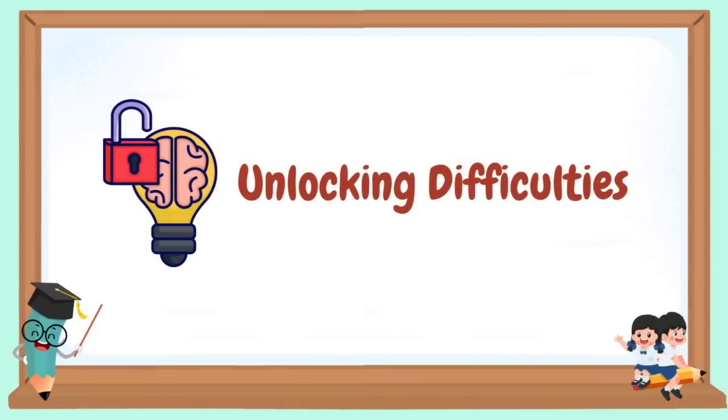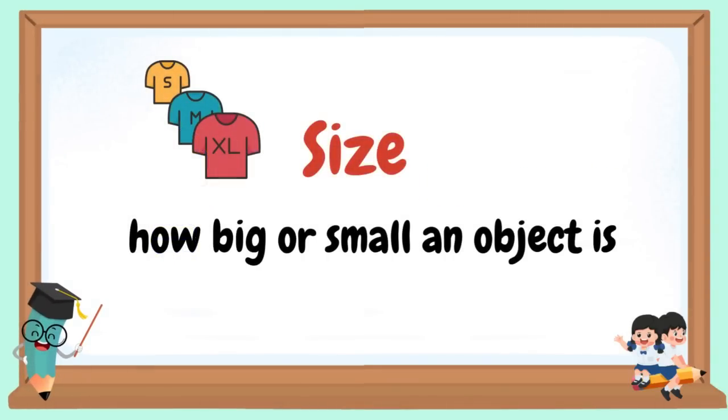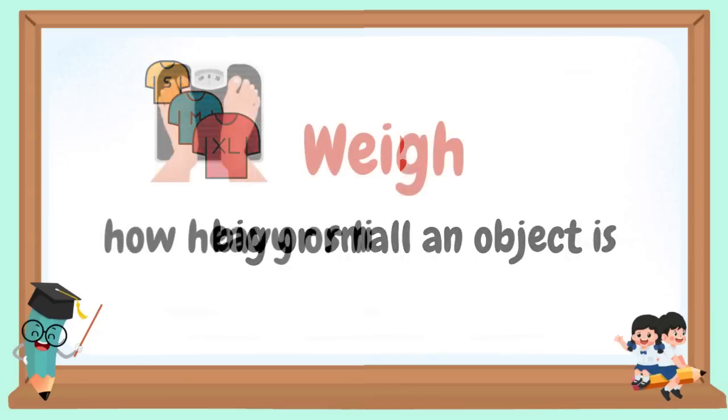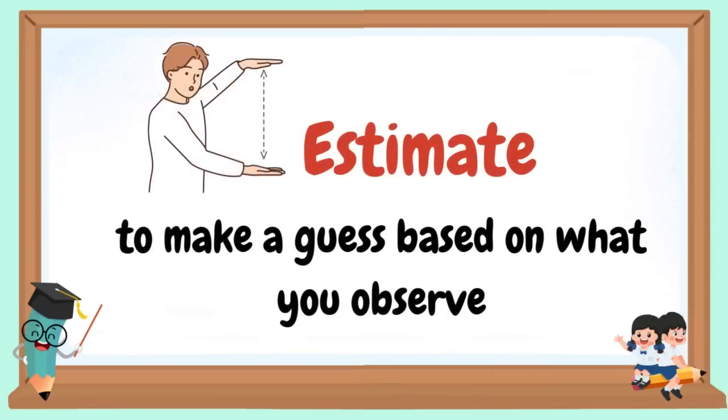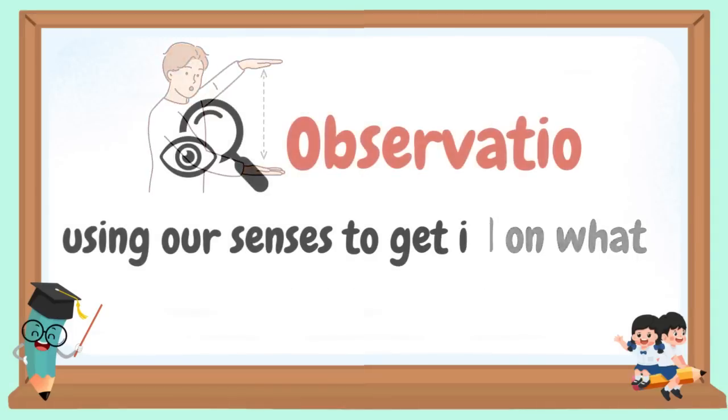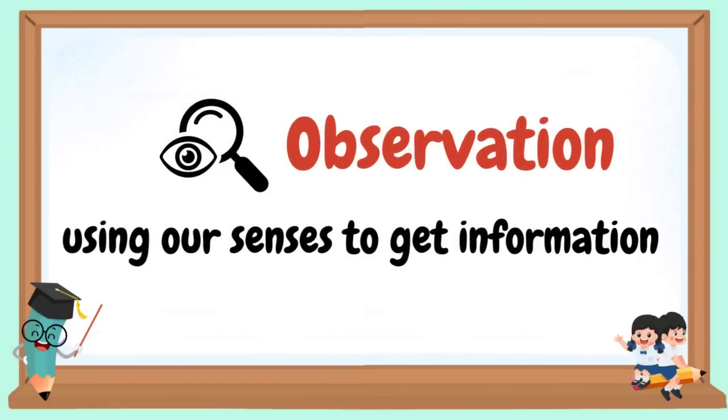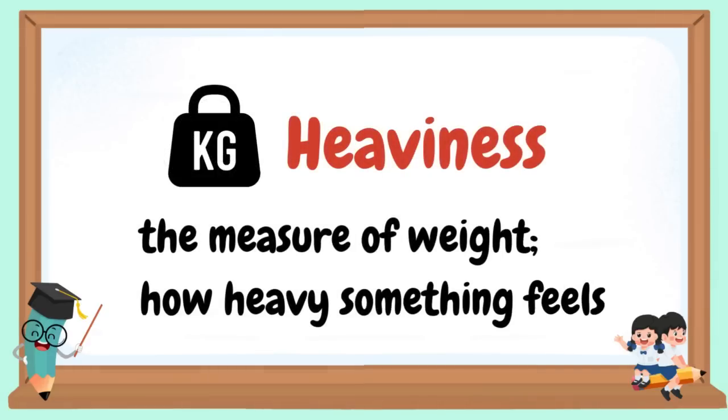Unlocking difficulties. Size: how big or small an object is. Weight: how heavy or light an object is. Estimate: to make a guess based on what you observed. Observation: using our senses to get information. Heaviness: the measure of weight, how heavy something feels.